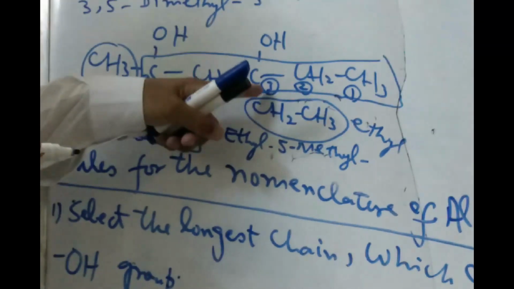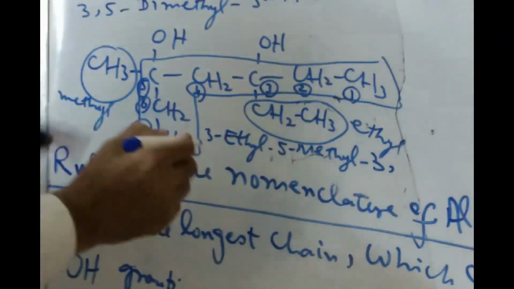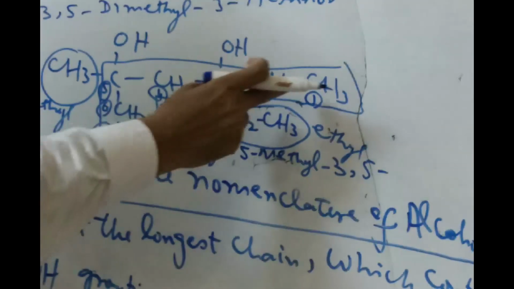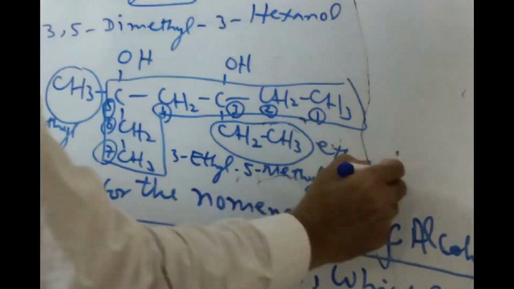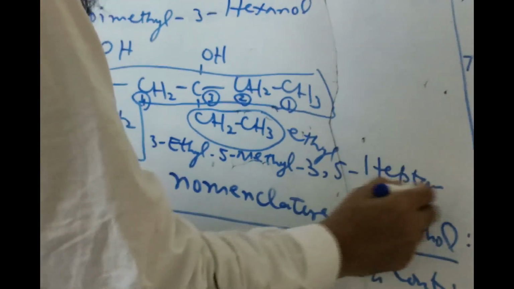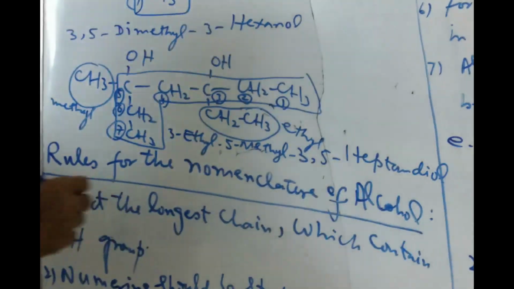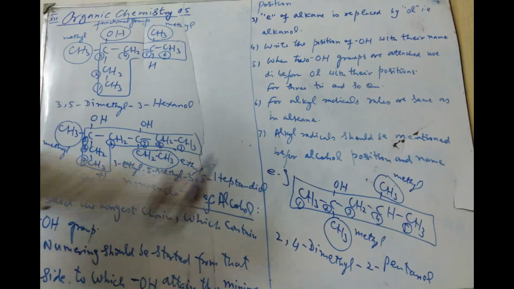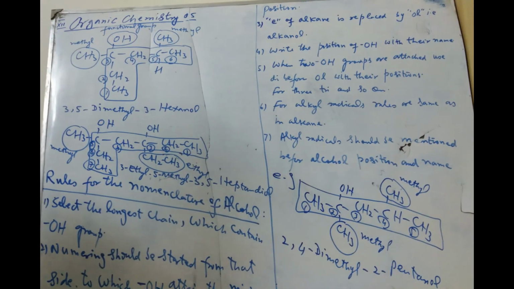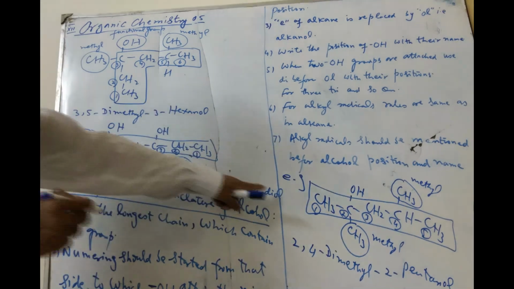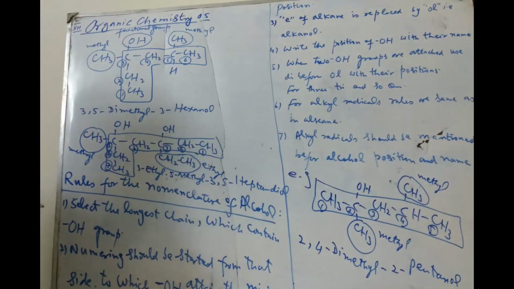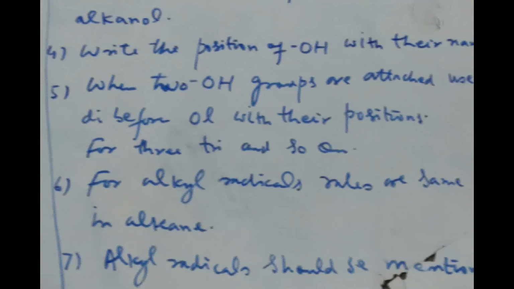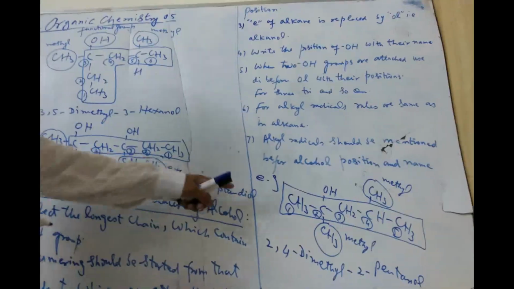Now the position of OH, that is 3, comma, 5. This is the position 3, 5. Now we have the total chain 7. So we can say heptane diol. According to the rule, whenever we have 2 OH groups, we must write, according to rule number 5, di before the OL. So this is called heptane diol. The IUPAC name is 3-ethyl, 5-methyl, 3,5-heptane diol.